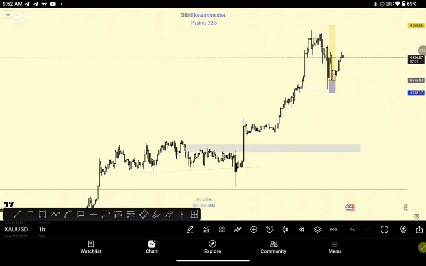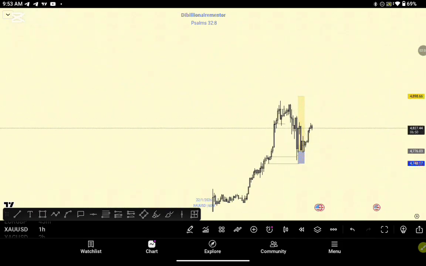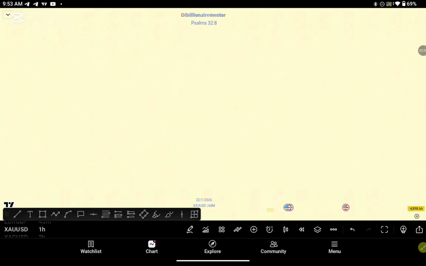So I want you all to understand something. There's something we call the break of structure, and there's something we call the change of character. Change of character, some people might call it MSS or SMS or whatever. They are all the same thing. So let me take it to the chart.